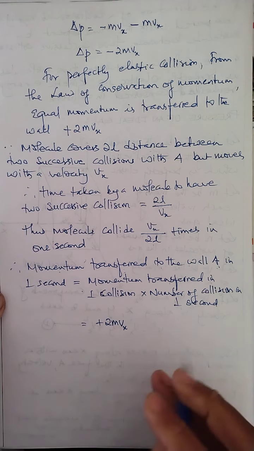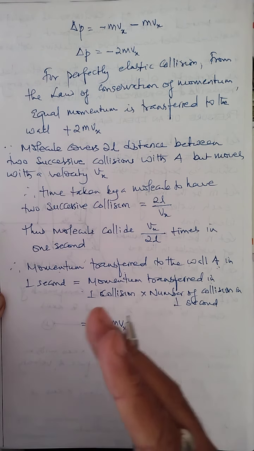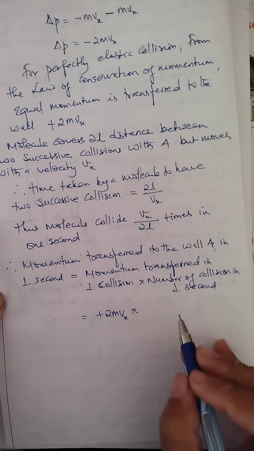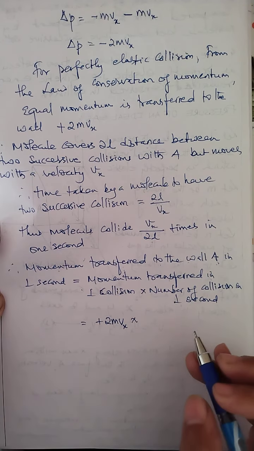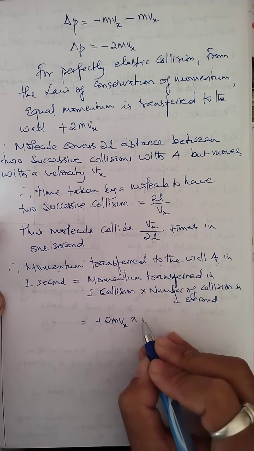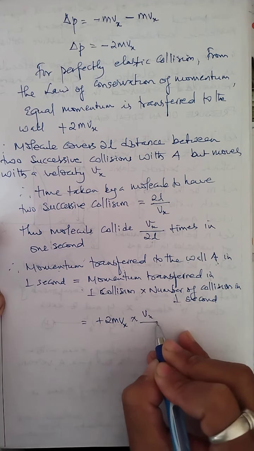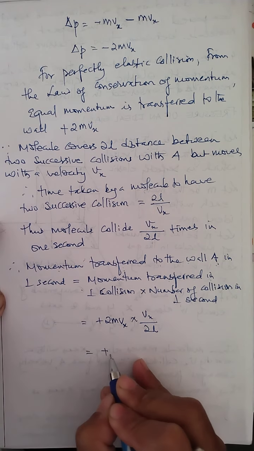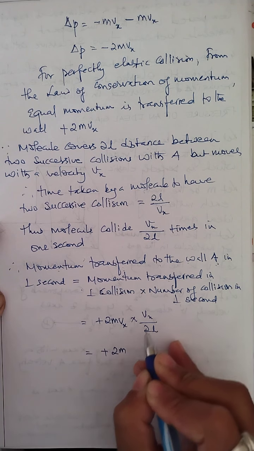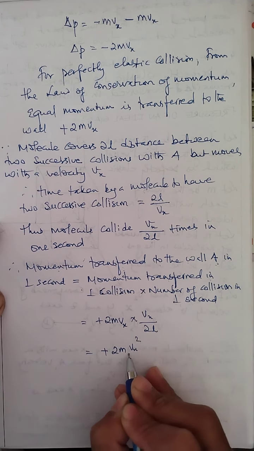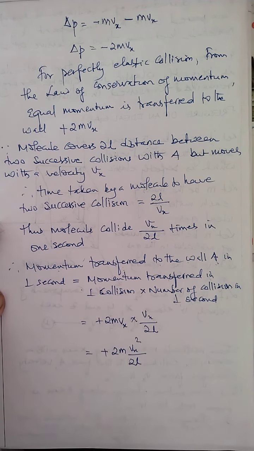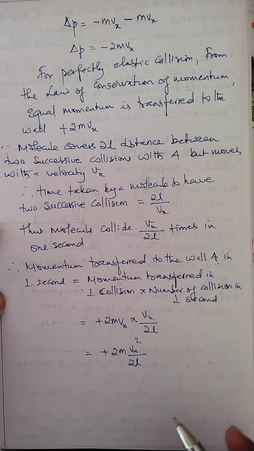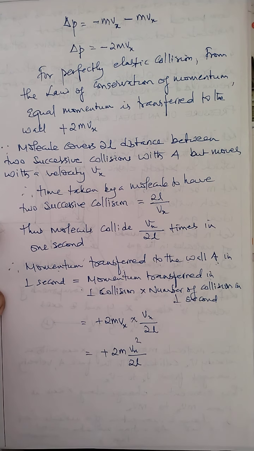And children, remember this part, we are dealing with the collision along the x-axis. This is for the x component of the velocity. The number of collisions in 1 second that we have already calculated, Vx by 2L. So what is the value now? It will be plus 2m, Vx into Vx means Vx square by 2L. So this is the momentum transferred to the wall in 1 second along which axis? X-axis.